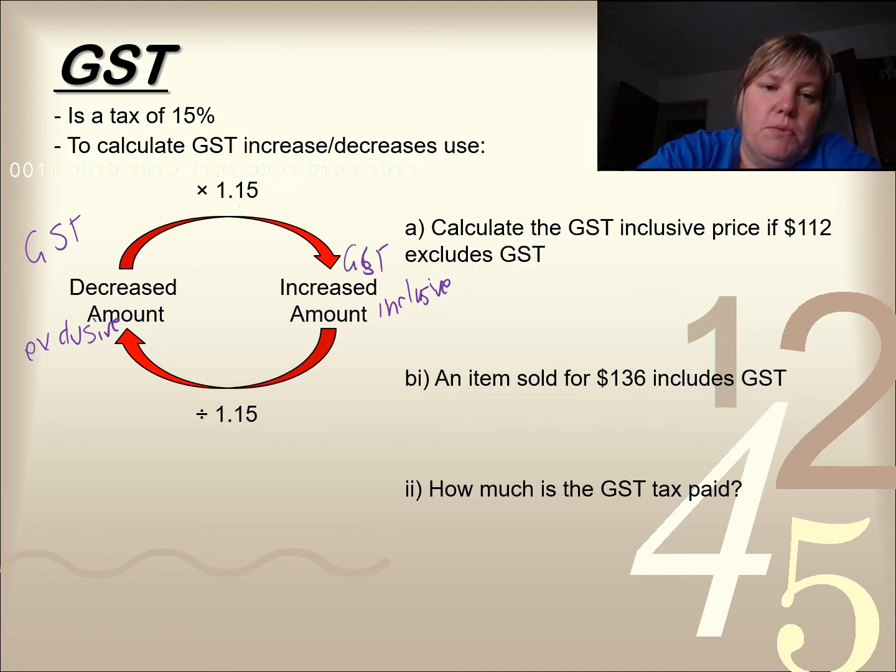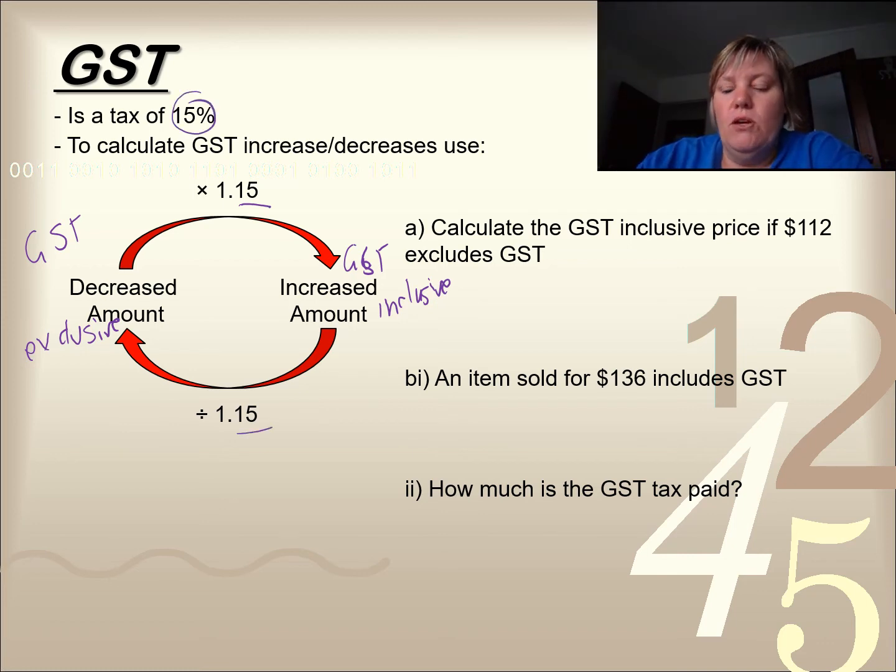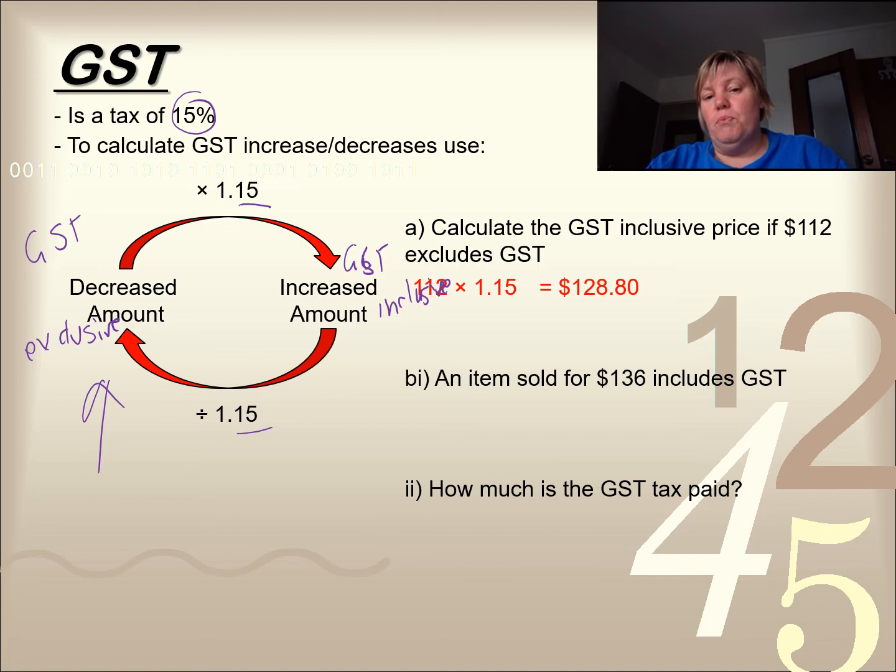If you have a look at this 0.15 here, that is actually the 15%. The first thing we're going to do is calculate the GST inclusive price, where we've been given the exclusive price. So $112 is this one here. In order to do that, I need to put GST on, so I'm going to multiply by 1.15, that arrow there. So if it was the inclusive price, it's now going to be $128.80 is what you're going to have to pay.